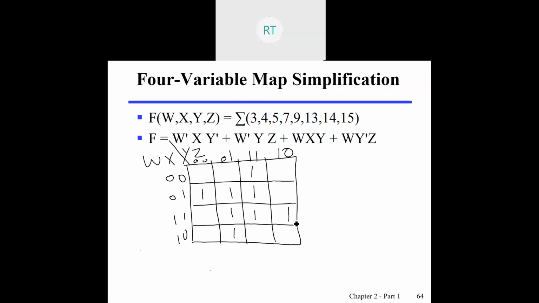This is 0, 1, 2, 3. So this is the 3. This is the 4, 5. We don't have it in the 6. So this is the 7. This is the 8, 9. So I have a 1 in the 9. 10, 11, so I don't have ones in them. And here I have the 13, 14, and 15. So these are the locations of the ones that I have.